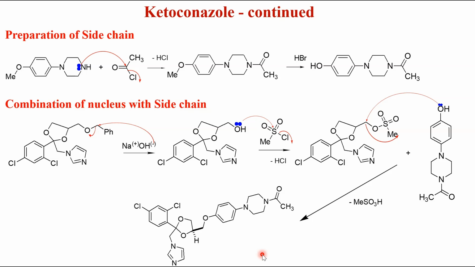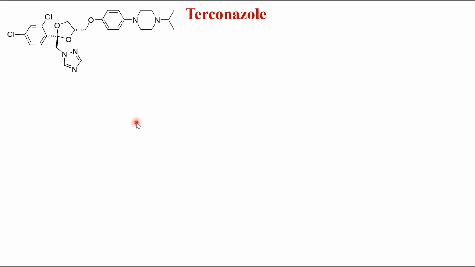Another derivative which has structural similarity to ketoconazole is terconazole. Terconazole is structurally similar to ketoconazole. In ketoconazole, you have seen that there was an imidazole ring system. Instead of that, the imidazole is replaced by triazole. Here it was an N-acyl group, here it is replaced by an isopropyl group.